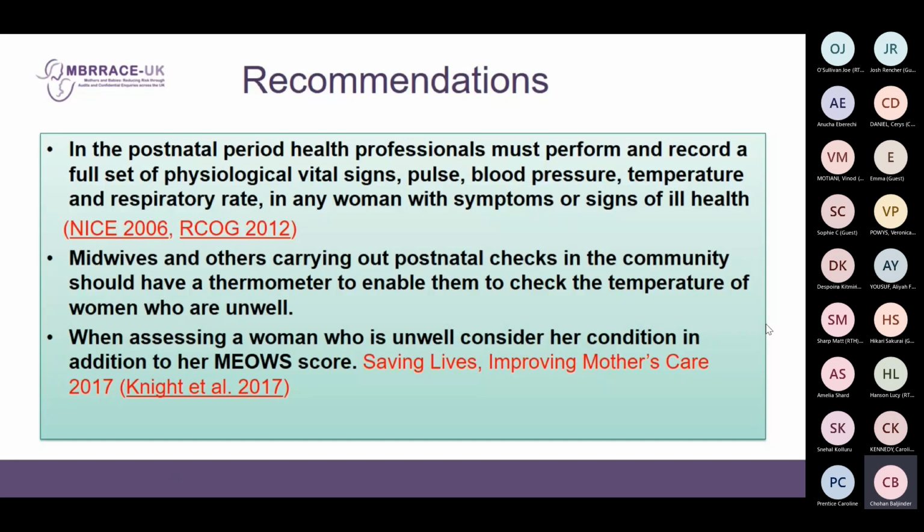The same applies for the midwives. Need to take and record all the basic assessments, including temperatures, and assess the woman as a whole, not just looking at a score on a piece of paper.